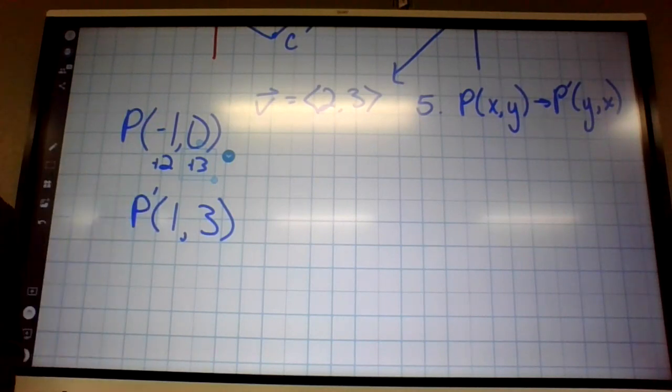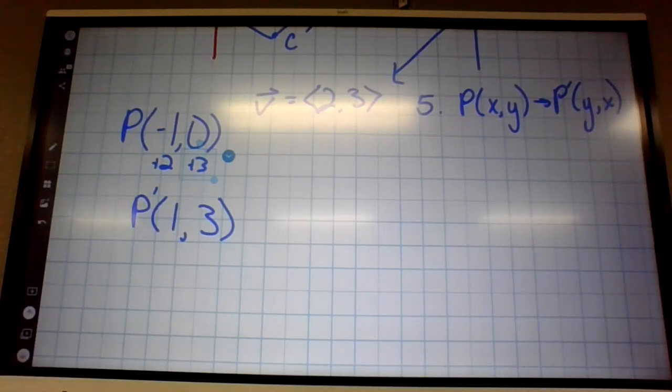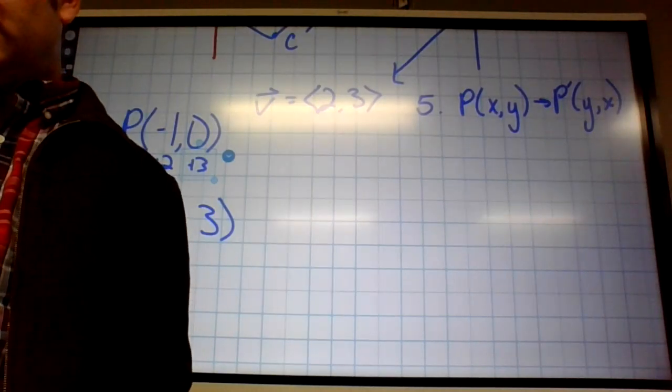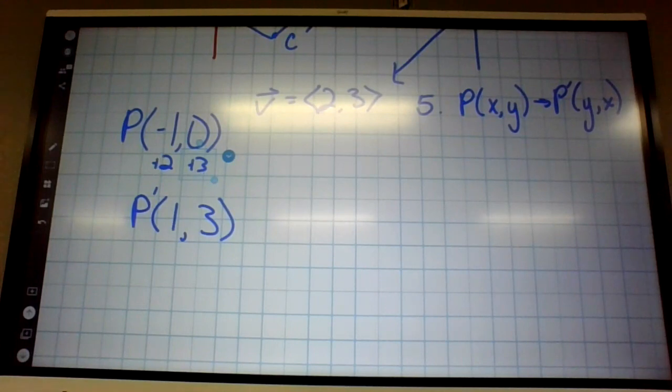Actually, the book did draw the picture, but the directions didn't say you had to, so you can just do the points, it's fine. Yeah, you have to do that with all of them. So the vector just adds 2 to the x coordinate and 3 to the y coordinate. Number 7 is basically the same thing. They just didn't draw a picture for us.